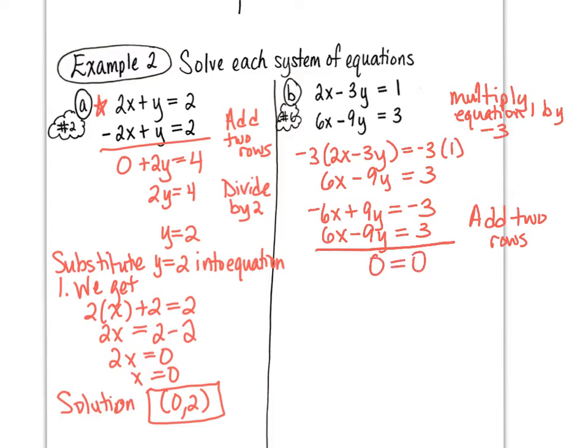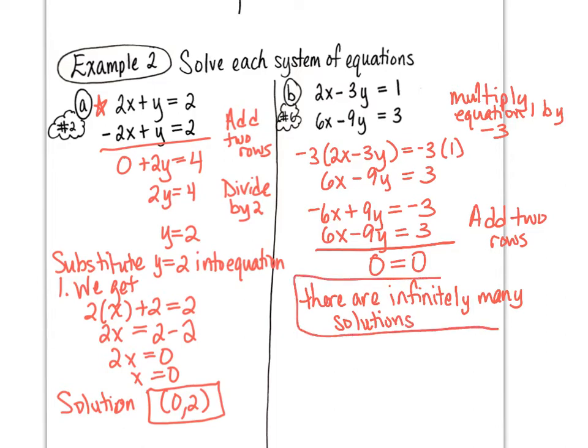0 equals 0. What does this mean? Say it again. Good. So there are infinitely many solutions. Note that you could be asked to parameterize this by x or y and provide a general solution. It's the same as what we talked about before. So you will see stuff like that in your homework.